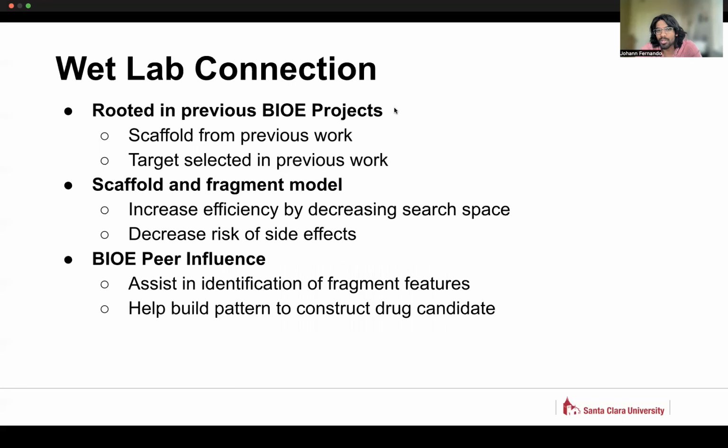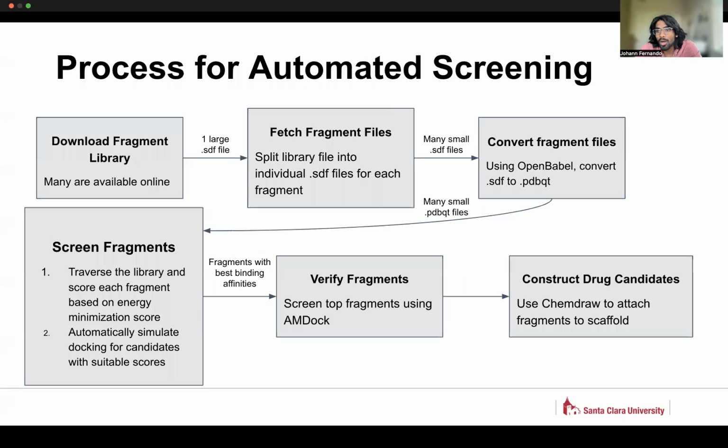This whole project was heavily connected to bioengineers and the wet lab they worked in. The target and model for our AI were both designed in previous projects, and the BioAI peers we had helped us to combine our drugs and make the most effective candidate we could. Our fundamental process for creating a drug candidate was fairly simple.